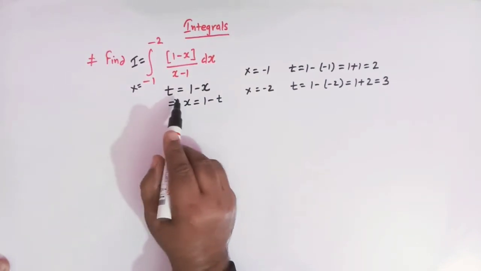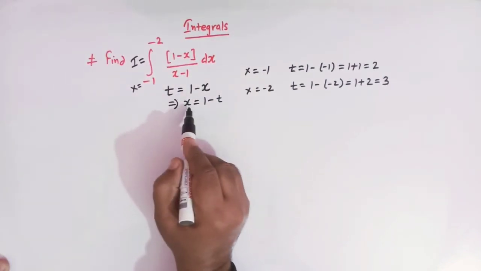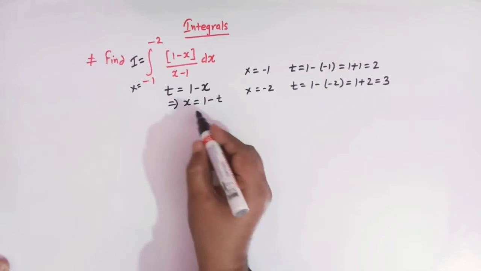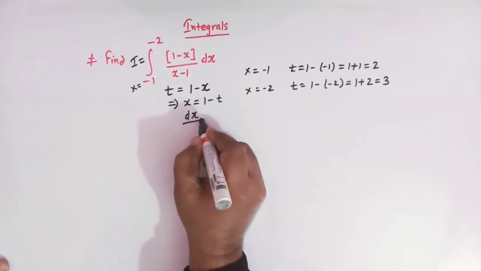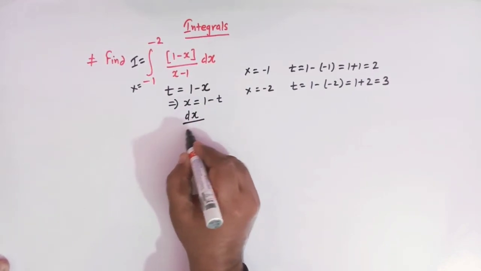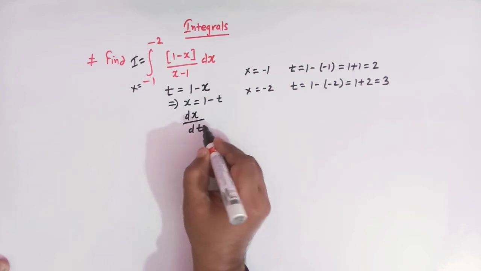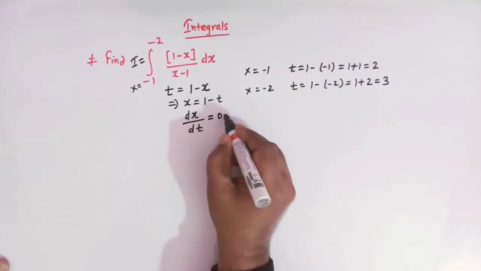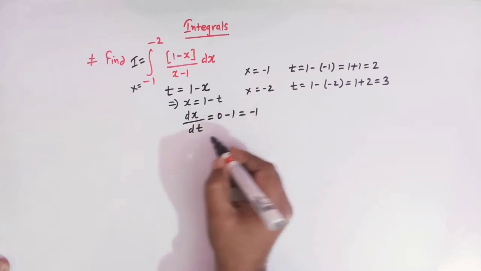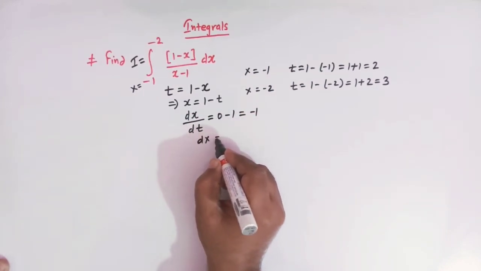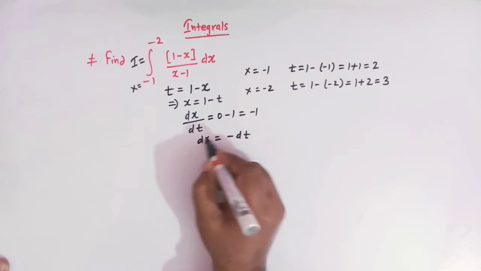And here we have x is equal to 1 minus t. So if we differentiate both sides with respect to t, we have dx over dt is equal to 0 minus 1, that is minus 1. So dx is equal to minus dt, right?